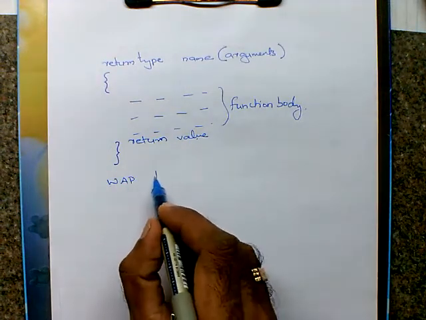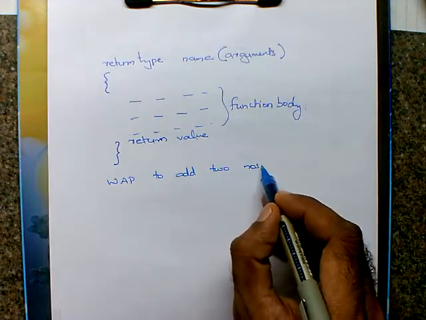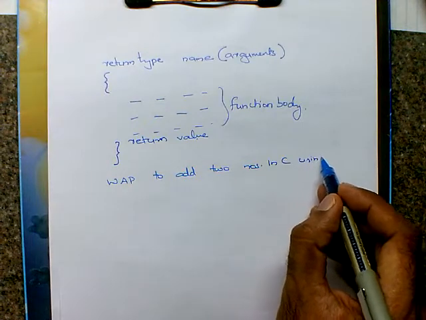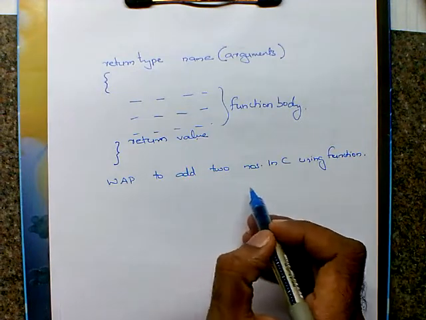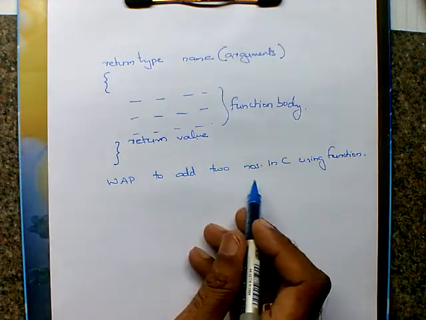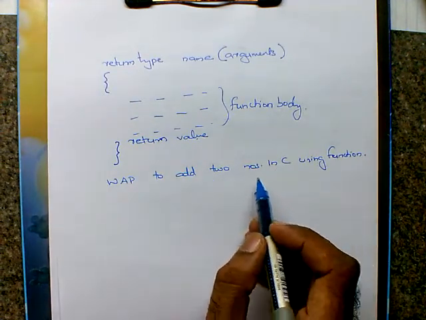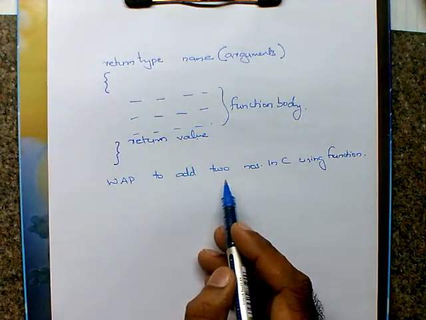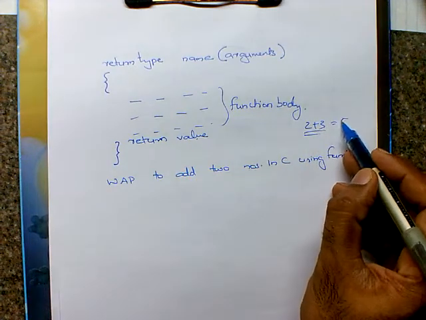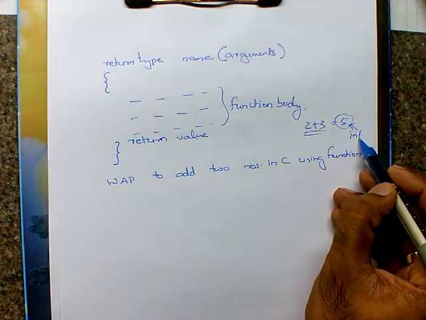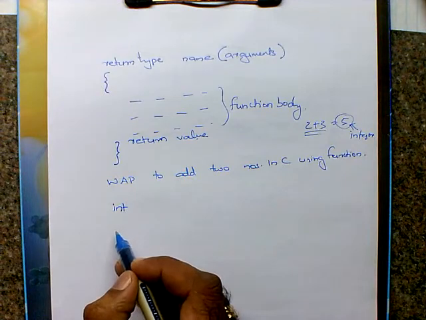Write a program to add 2 numbers in C using a function. How do we write it? We will write the function. We want to add 2 numbers, so what is the return type? If you add 2 numbers, for example 2 plus 3, what will we get? We will get an answer 5, which is an integer. So the return type is integer, so we will write int.